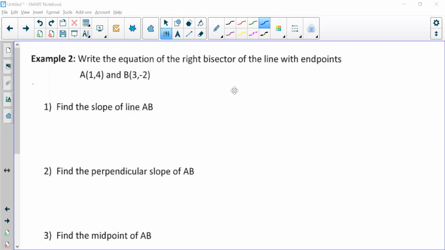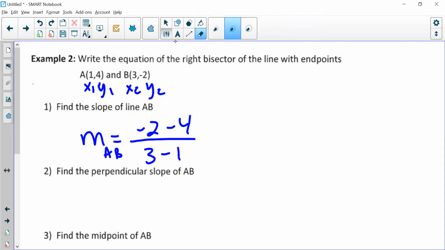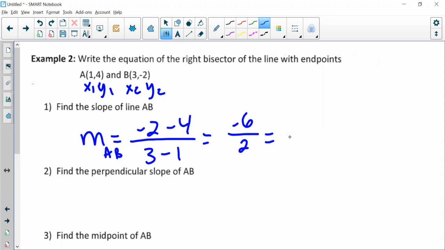Okay. What am I doing? Finding the slope. Fantastic. So I am going to label mine x1, y1, x2, y2. Plug it in. -2 take away 4, and 3 take away 1. What's my slope? -6/2, which is -3. Fantastic. Good job.